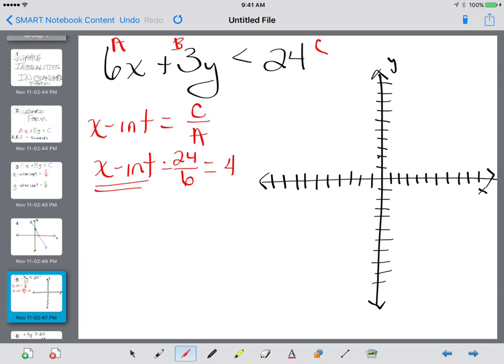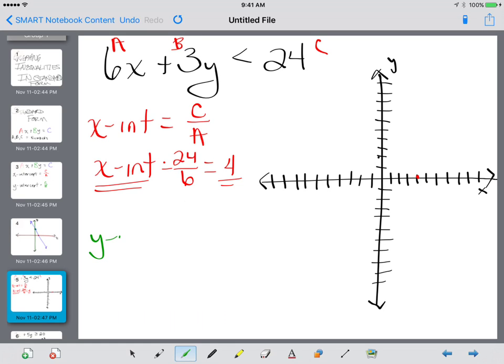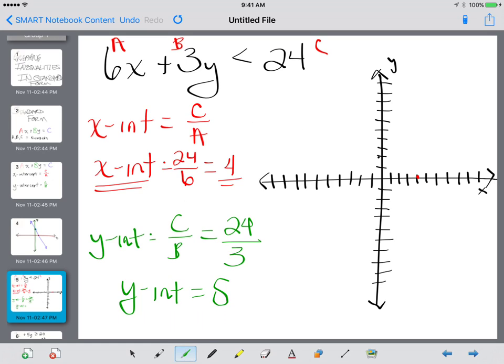That means our x-intercept is at positive 4, so it is going to cross the x-axis at 4, right there. That's where I would plot the x-intercept. The y-intercept is going to be c divided by b. C is again 24. B is 3. And so 24 divided by 3 gives us a y-intercept of 8. So that means along the y-axis, I'm going to count up to 8.